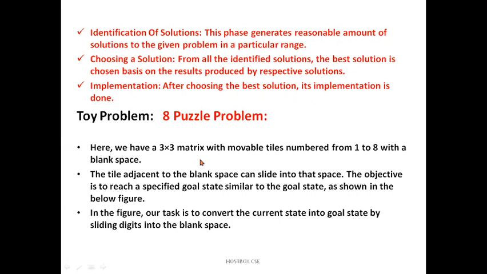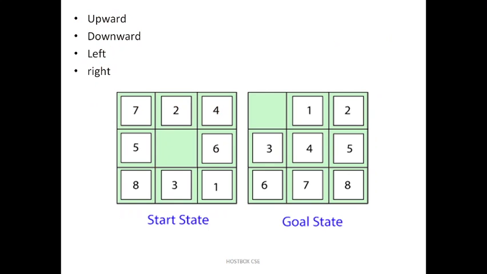Here we have a 3 by 3 matrix with movable tiles numbered from 1 to 8 with a blank space. Starting from the start state, at the end you have to get the numbers in order, 1 2 3 4 5 6 7 and so on. The tile adjacent to the blank space can slide into that space, and the objective is to reach a specified goal state as shown in the figure. Our task is to convert the current state into the goal state by sliding digits into the blank space. There are 4 options, the operations upward, downward, left and right.